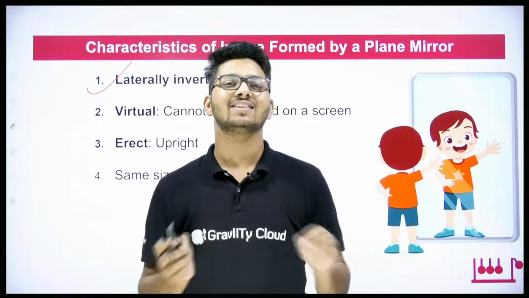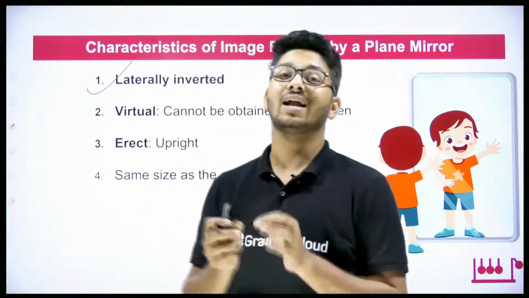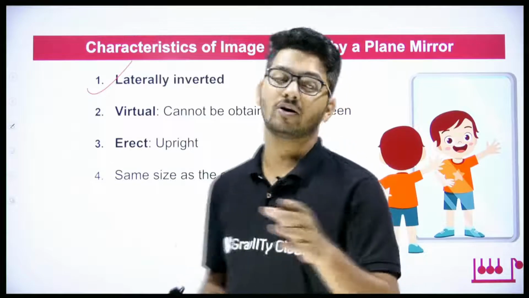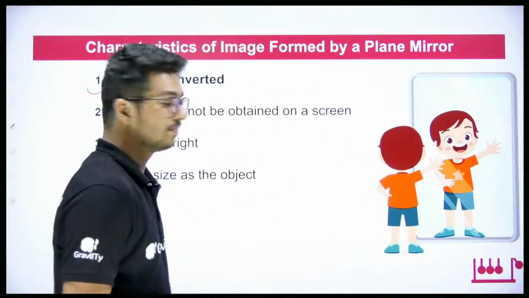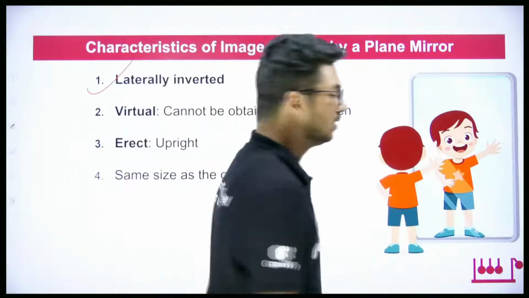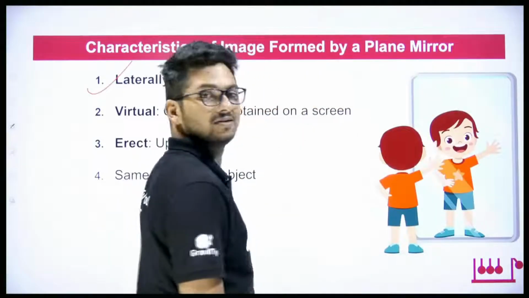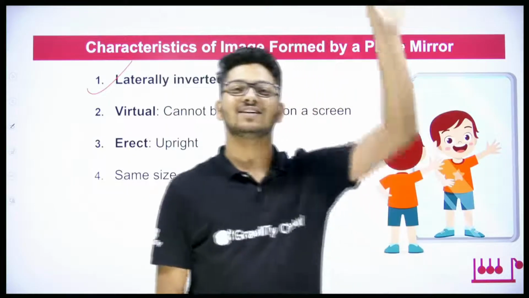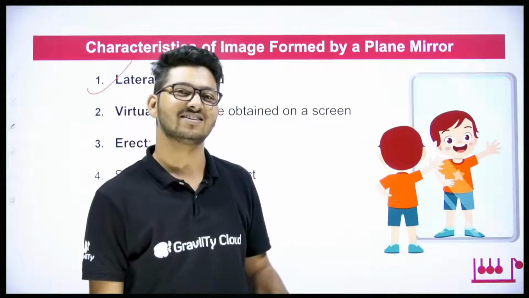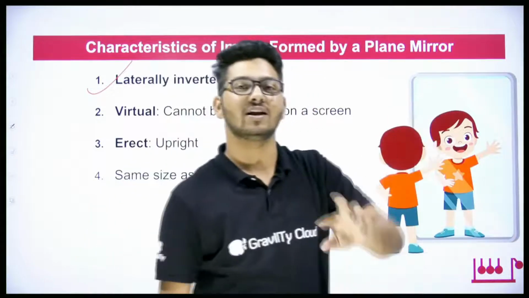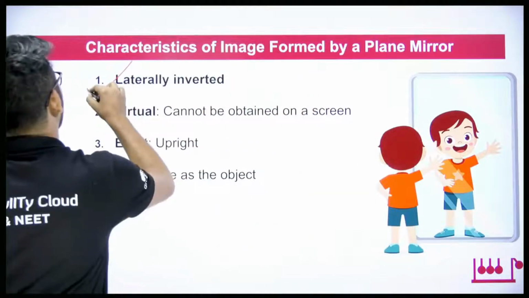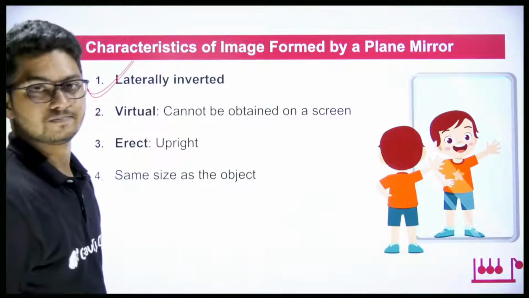Or we say the images are laterally inverted. You can look at another example here. This boy is raising his right hand, but the image is raising its left hand. So right becomes left, left becomes right, that is laterally inverted.